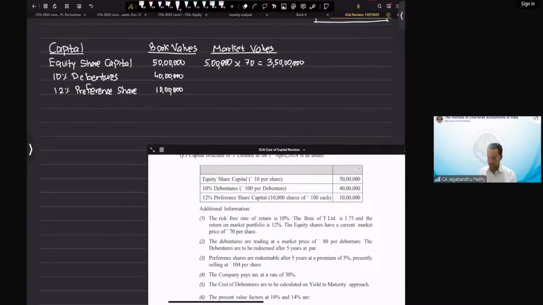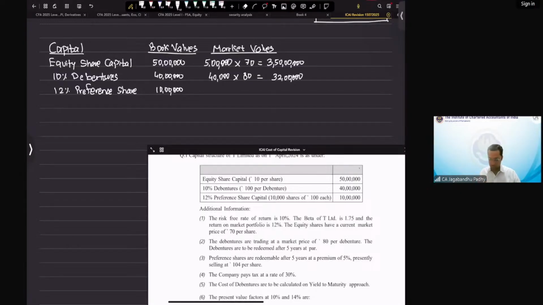10% debentures. Debentures are trading at 80 rupees, and the count of debentures, since it is 40 lakh and 100 rupees of face value, is going to be 40,000. 40,000 into 100 is 40 lakhs. Sorry, not 100. The market price is 80. That is going to be 32 lakhs.